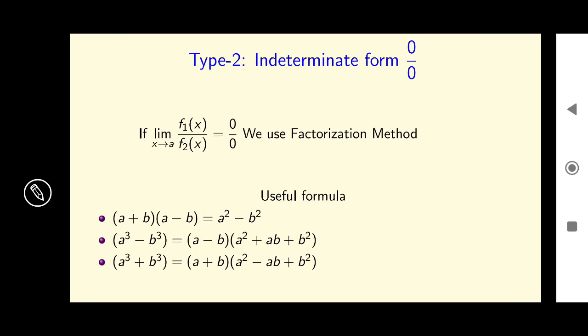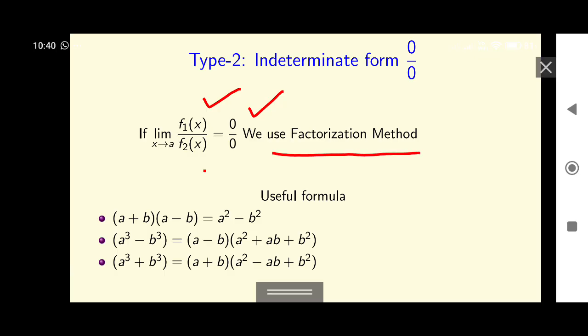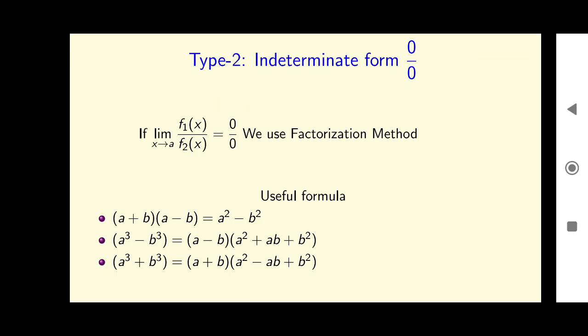Now the second type is the indeterminate form. Whenever we try to put the value x is equal to a, we get directly 0 by 0. So here it is not possible by putting the value directly. We use the factorization method or any other method. This is an important formula: a plus b into a minus b is a square minus b square, and these two are also important. We'll use these formulas later on.